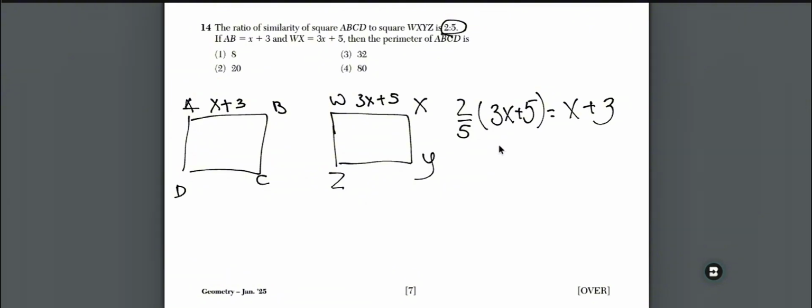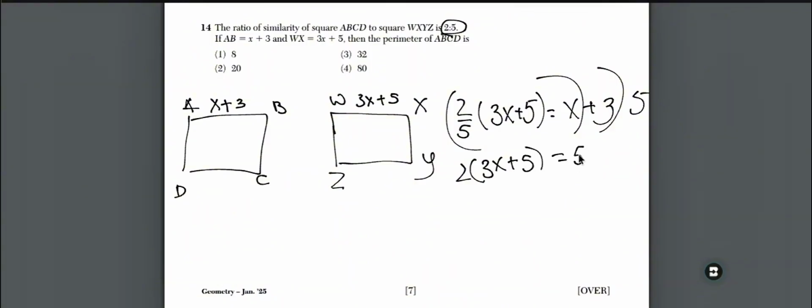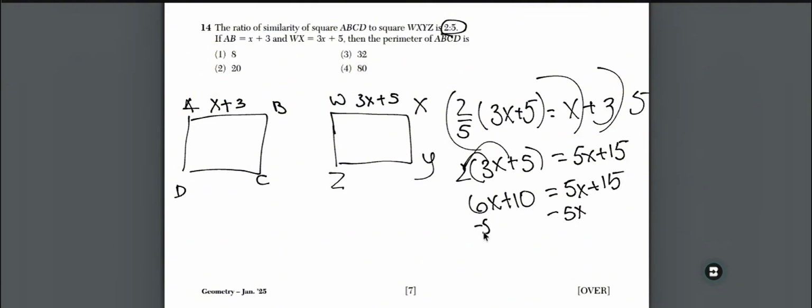So I'm going to make it easier for myself. I'm going to multiply the entire thing by 5. So when I multiply everything by 5, I'm going to get 2 times 3x plus 5 equals 5x plus 15. I'm going to distribute, so you get 6x plus 10 equals 5x plus 15. I'm going to subtract 5x on both sides. I'm going to subtract 10 on both sides. And I'm going to get x equals 5.